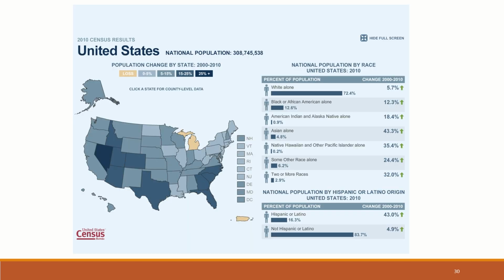Having said that, let's take a look at the census results in 2010. Here's the national population by race in the United States: whites, blacks or African Americans, and so on. And you can see the rates of change as well in these green arrows, how quickly the population has been growing. If you looked at the 2020 census today, you will see that these rates are rather significantly different today. Also notice that it differentiates between race and national population by Hispanic or Latino origin.